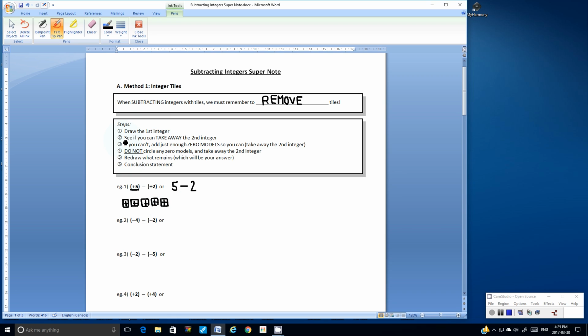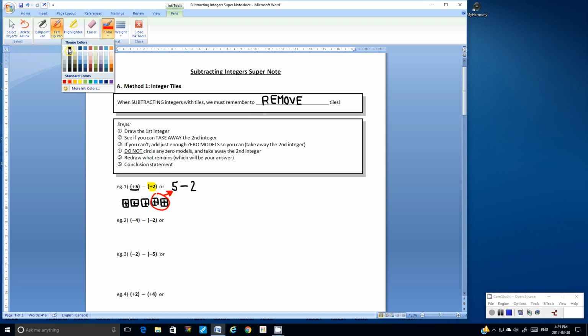Let's go to step 2. See if you can take away the second integer. The second integer is positive 2. So from this diagram here, can I take away 2 positive tiles? Well, sure I can, because I've got 5 positive tiles. So I'm going to change my color here, and I'm going to circle 2 positive tiles that I want to take away or remove.